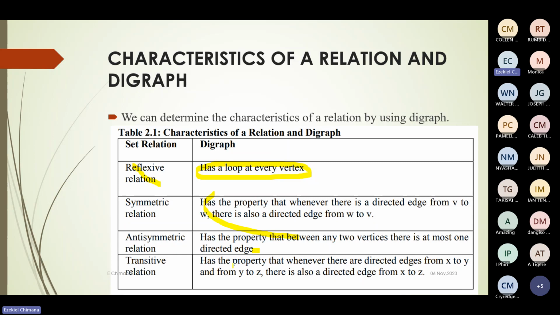A transitive relation has the property that whenever there are directed edges from X to Y and from Y to Z, there is also a directed edge from X to Z. So if we see X to Y and then Y to Z, we must also see X jumping straight to Z, just like that, for it to be a transitive relation.